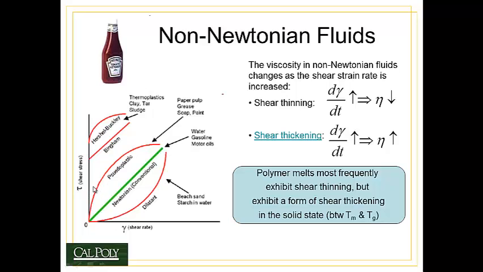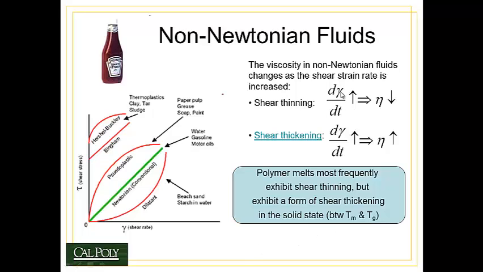Other substances like paper pulp, grease, soap, and paint are shear thinning, so that as the shear rate increases, the viscosity drops and there's less shear stress. And yet others start out with high shear stresses and high viscosity, such as thermoplastic polymers in the melt state, and express a shear thinning response upon the application of a shear rate.